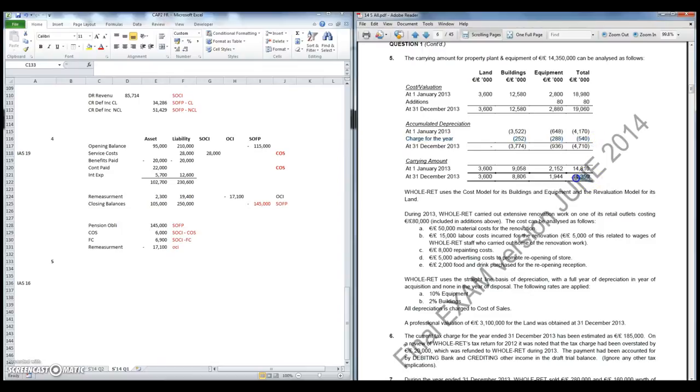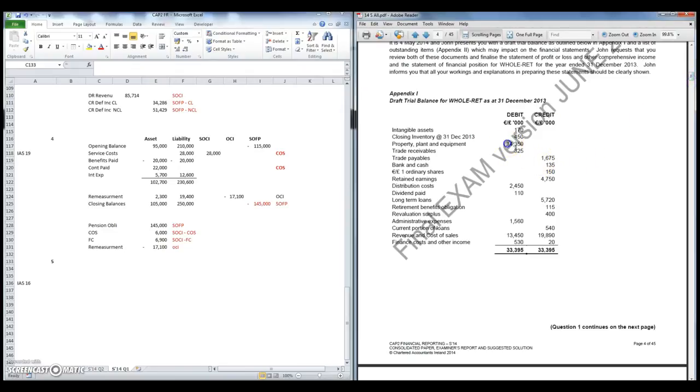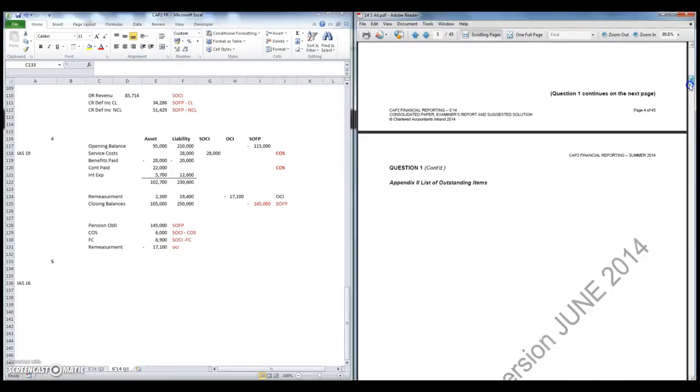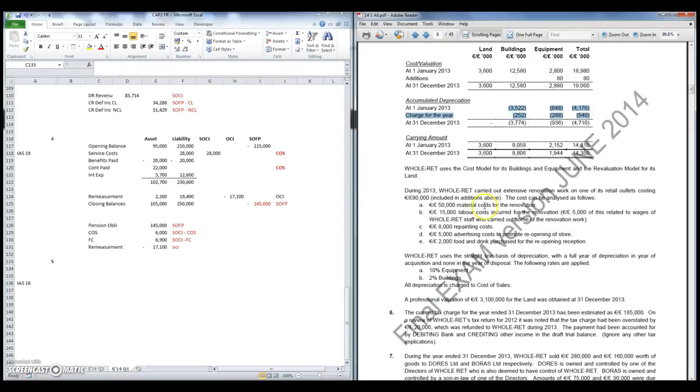So that 14,350, if I try and rec that number back, you go up here. 14,350 is already here, which includes depreciation for the year. Typically in many questions depreciation won't be charged, but it has been charged already this year, so watch for that. So during 13, the company carried out extensive renovations of 80 grand, so link the 80 grand to here. And it includes 50 grand of materials, so we know that's okay. 15 of labour, 5 grand of its own wages, we know that's alright as long as it's directly involved in the renovation work. Repainting costs we know are not allowed under IAS 16, nor advertising costs, nor food and drink.